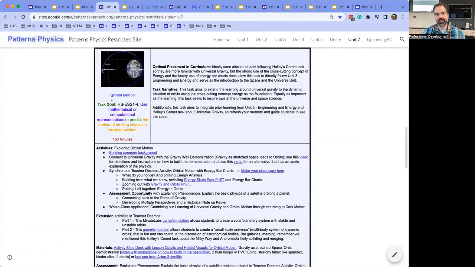Then looking at orbital motion. Here, this ideally comes after Halley's Comet, but maybe you don't have time for it, so you're going to put this one in. And again, ideally, it would come after Unit 3 because of the cross-cutting concept energy. So let's take a peek at that.